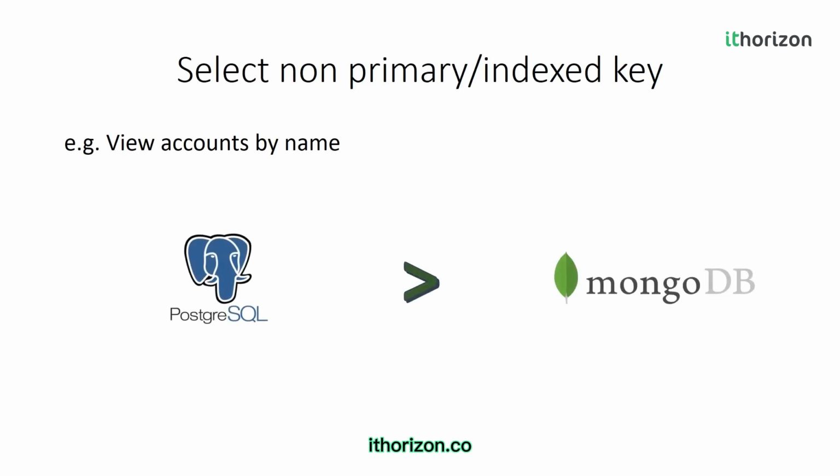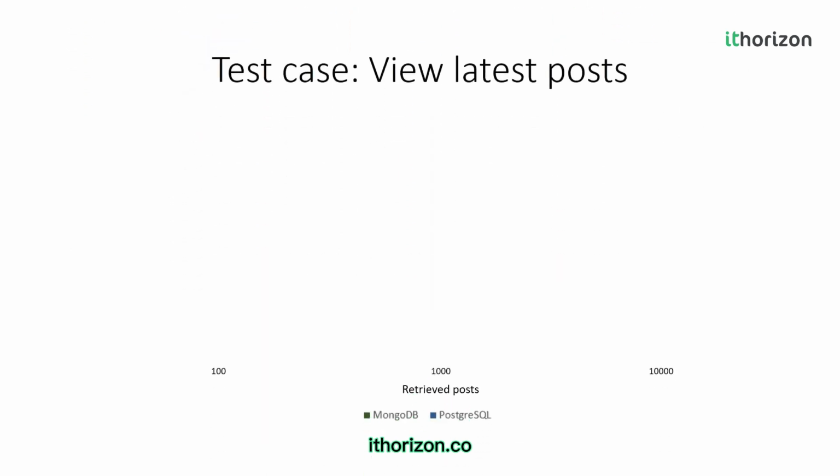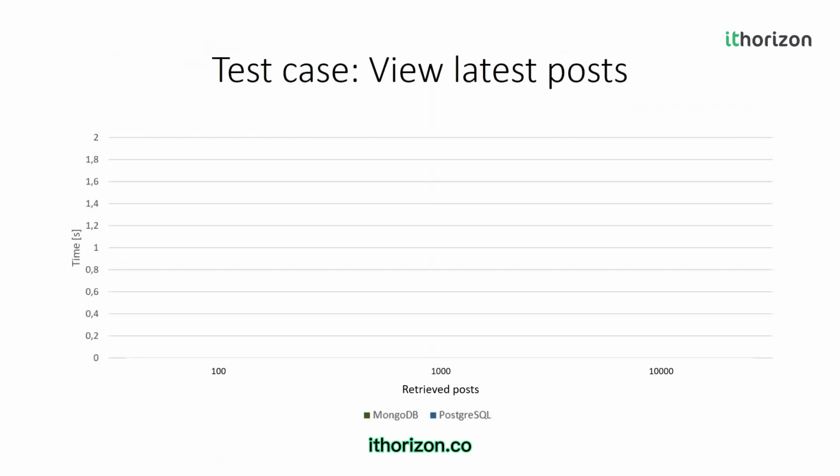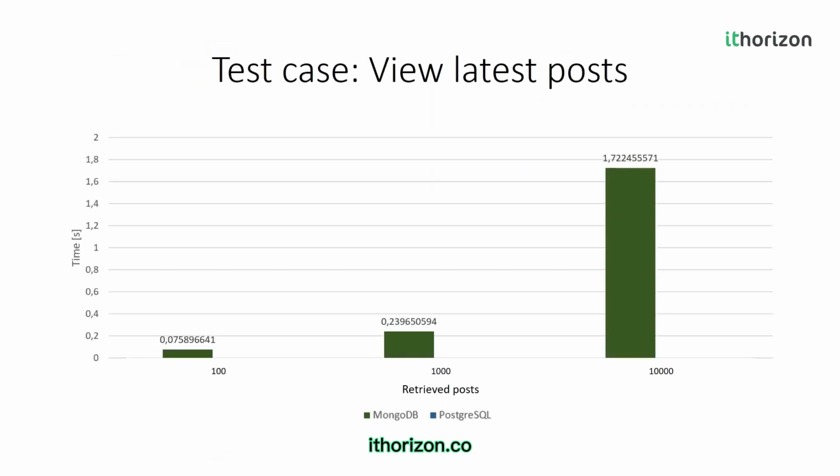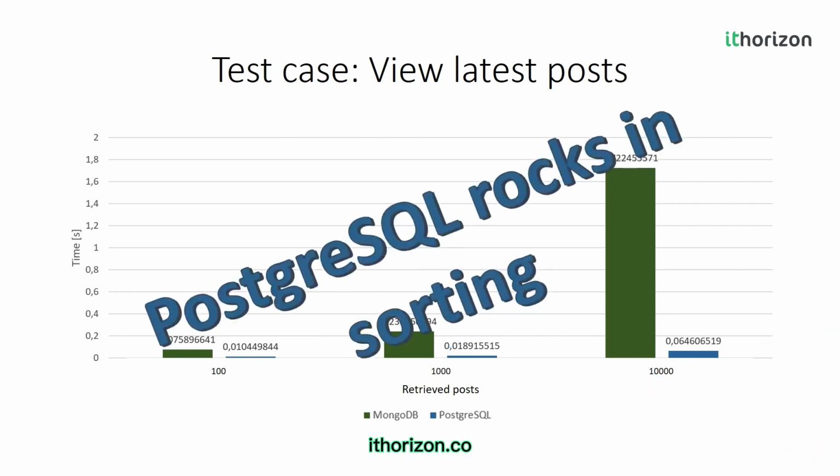We then tested to receive the latest posts. For this, the databases have to sort the posts by their creation date. We had 10,000 posts in the database and queried first 100, then 1,000 and then 10,000 posts. MongoDB was much slower than PostgreSQL in this case, probably because accessing values within documents in MongoDB is slower than in a table, so we can conclude that PostgreSQL is faster for sorting and scales very good.